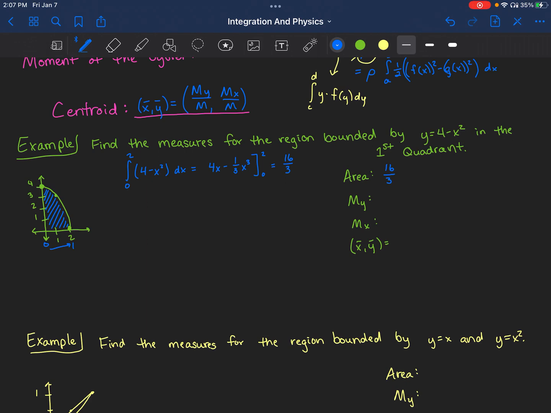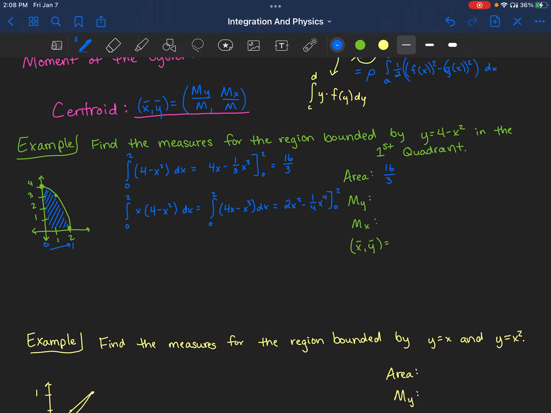So m sub y, what we need to do is, again, integrate from 0 to 2. And what I'm going to do is take that function, the 4 minus x squared, and multiply it by x. Okay, so the first thing I would do is distribute that x and make it 4x minus x cubed. Again, we want to integrate it. It's a polynomial, so it's pretty easy to integrate. We would just end up with 2x squared minus 1/4 x to the 4th from 0 to 2.